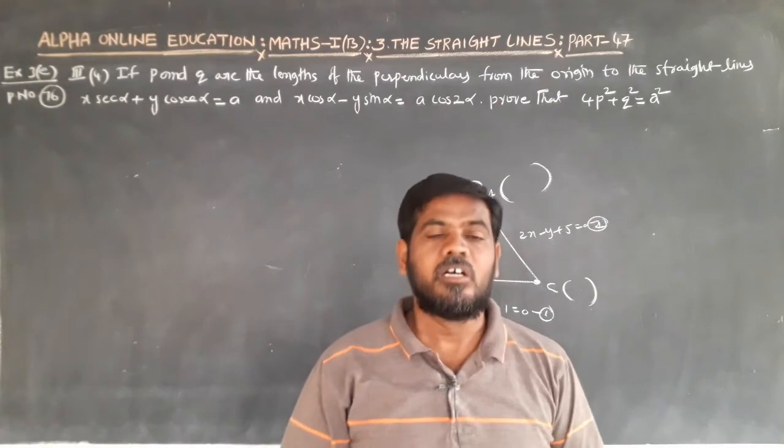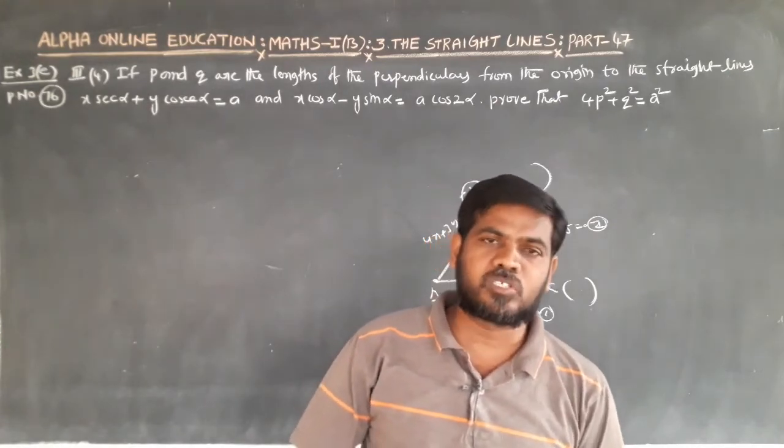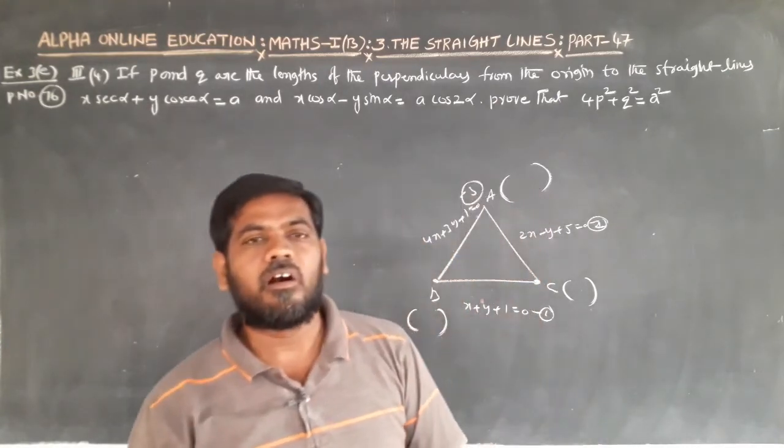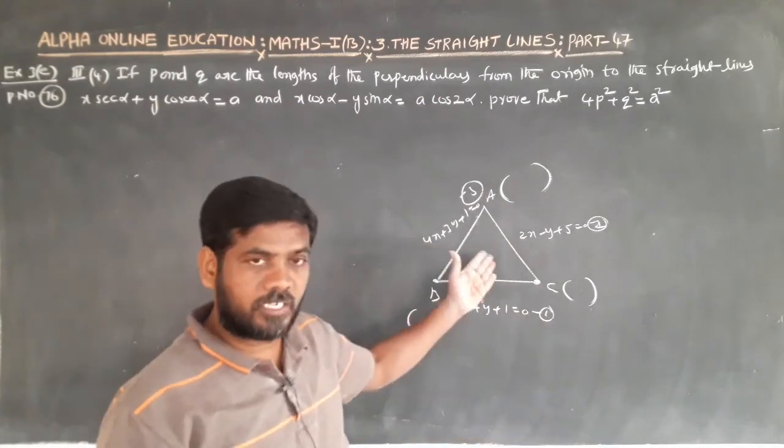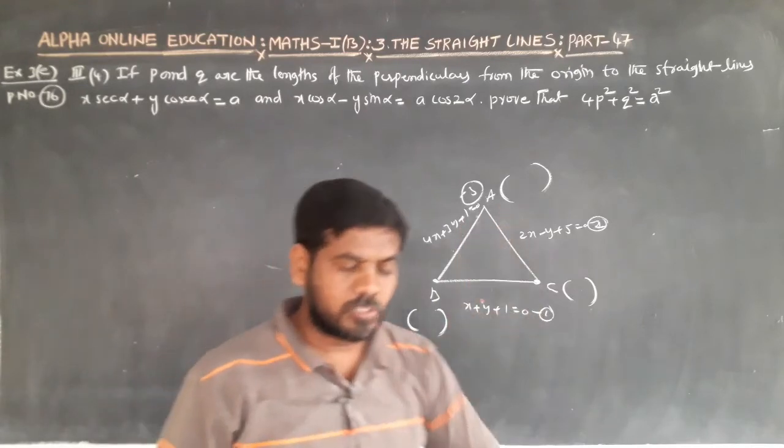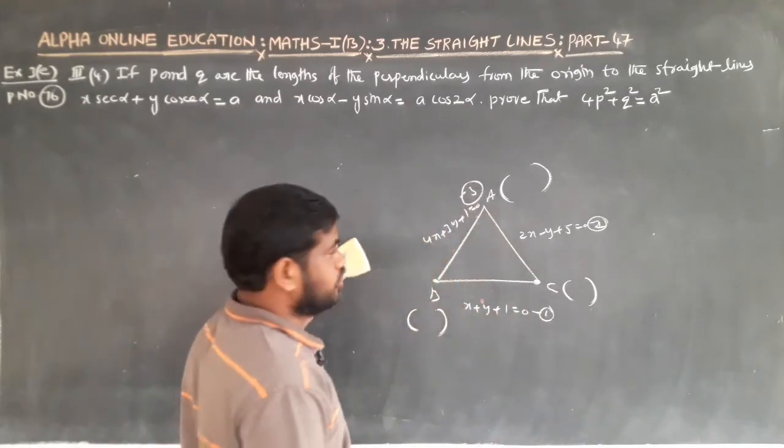So this is the process for finding the orthocenter, circumcenter or incenter of a triangle whose sides are given. First of all, find the vertices, and then continue the process similarly.